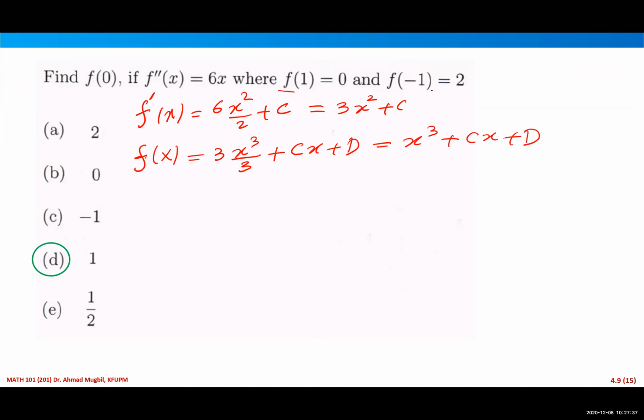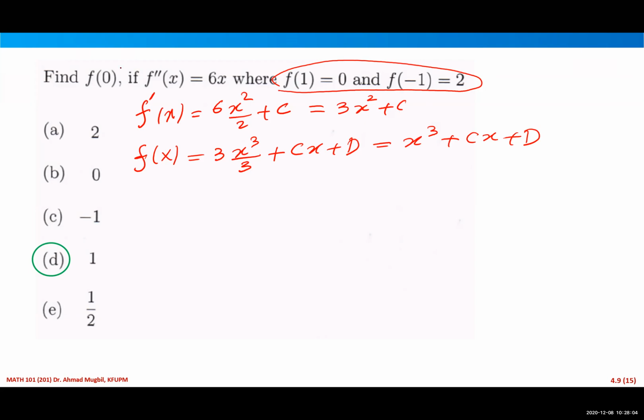Doctor, could I ask you? From this question, it's clear that he is asking for d. When we substitute by 0, all of them will be 0. Can I go directly and find d? I don't get your point. No, you cannot, because here you are not substituting by 0.